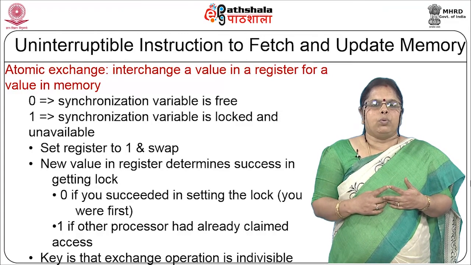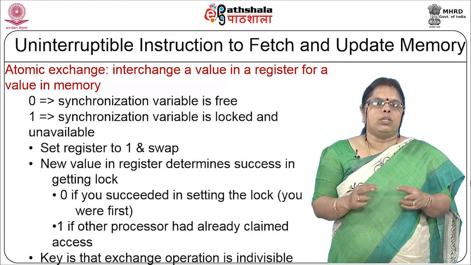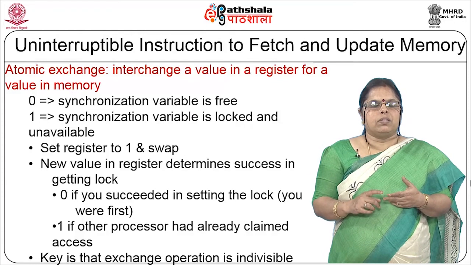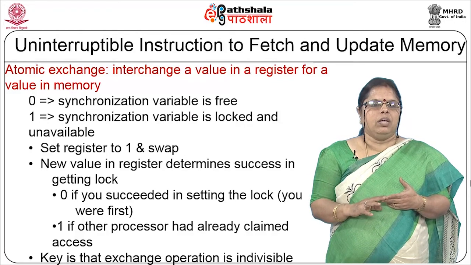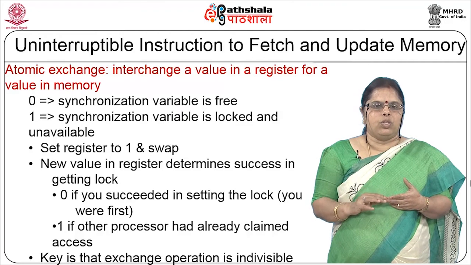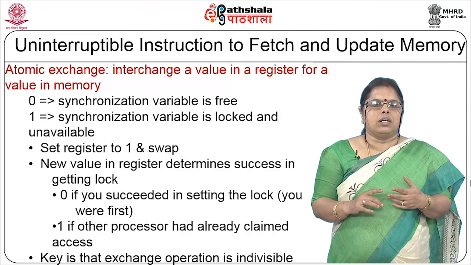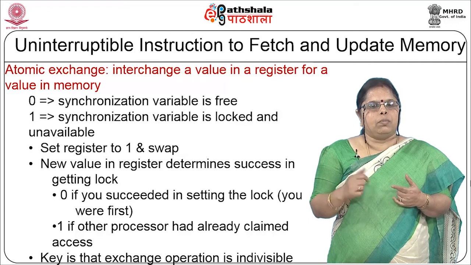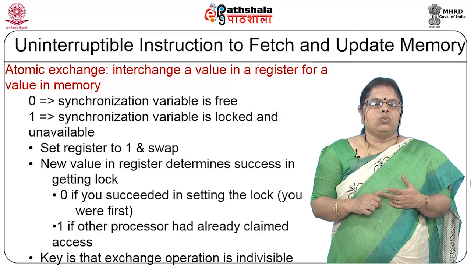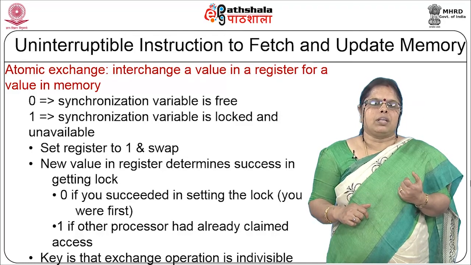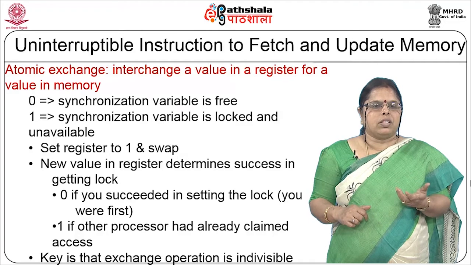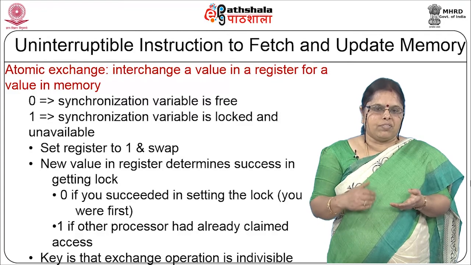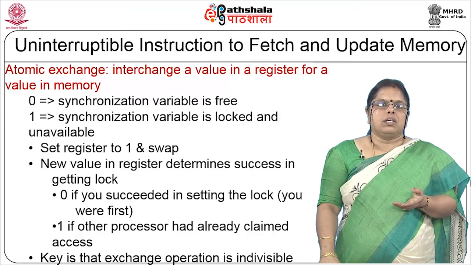Normally what we do is we set the register to 1 and we do a swap between the contents of the register and the memory location. If the synchronization variable is free, that is, the memory location had a value of 0, and you swap it with the register contents of 1, now the register gets back a value of 0 and the memory location stores a value of 1. So, the new value in the register determines success in getting a lock. If you have succeeded, you would have got a 0, and it means that you have succeeded in setting the lock. You are the first to get access to the synchronization variable.